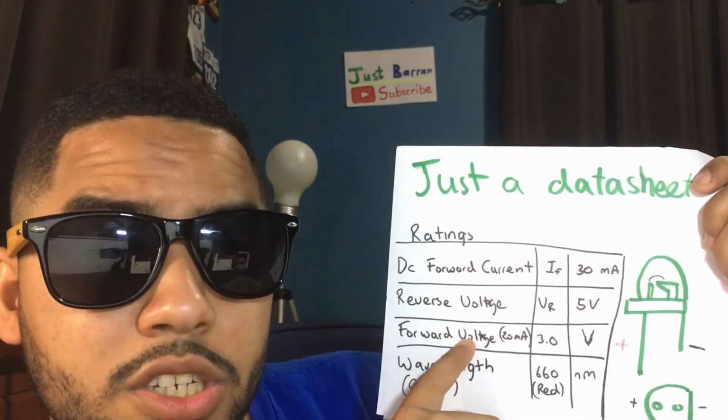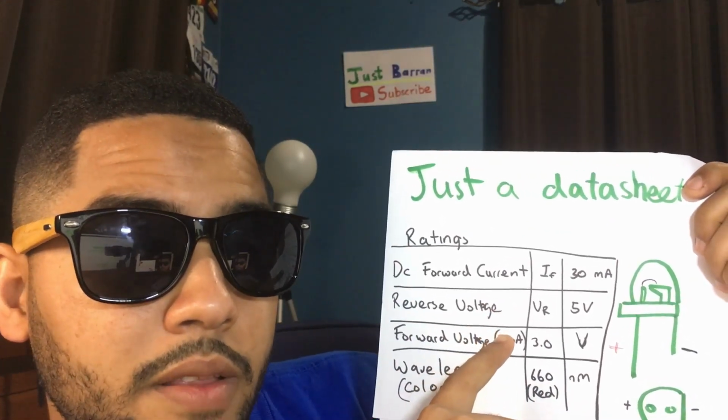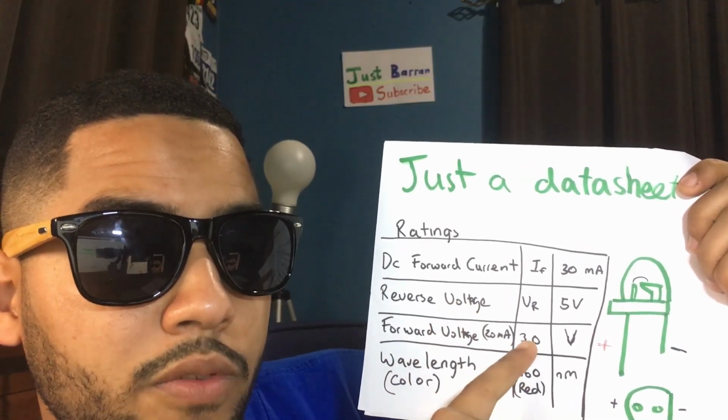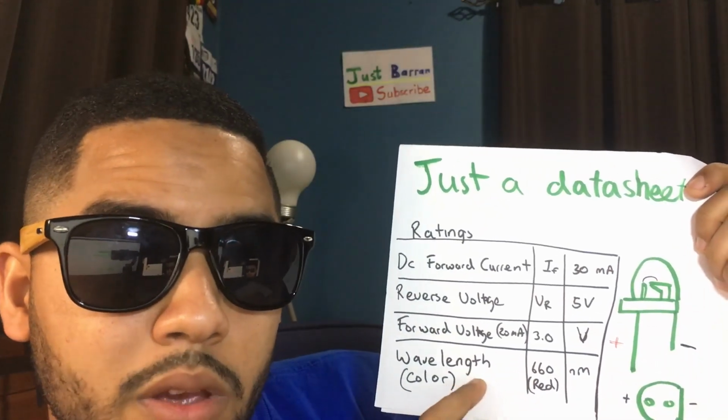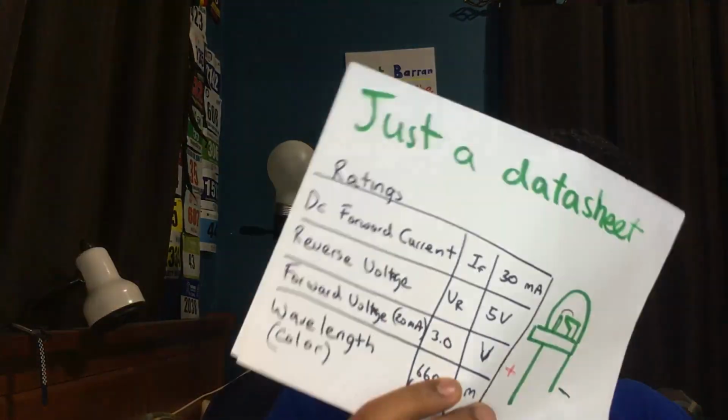The forward voltage is the potential difference across the LED when a certain current is applied to it, right? Now, at 20 milliamps, this is usually 3 volts. The higher the current, the more the voltage. The wavelength is important because the wavelength determines the color or the true color of the LED, right?